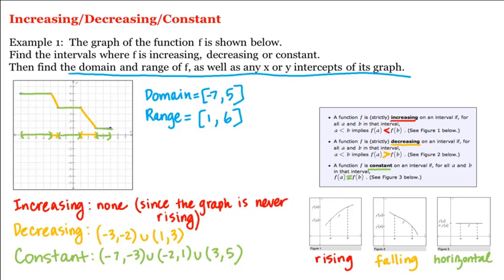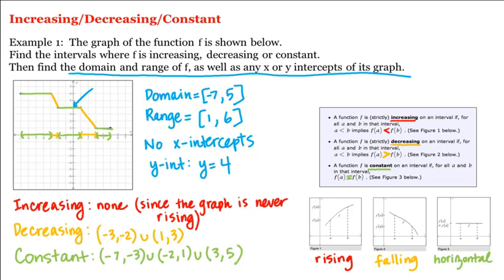And what about x and y intercepts? This graph never touches the x-axis, so there's no x-intercepts. And it crosses the y-axis right here, which is y equal to 4. So the y-intercept is y equal to 4.